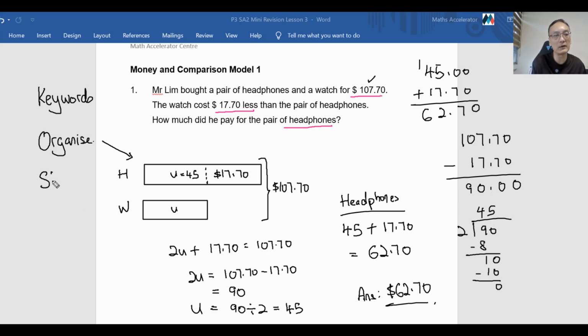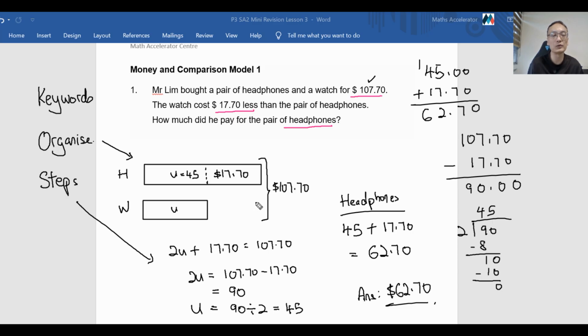And lastly, we carry out the steps based on the model that will help us to reach the answers, right? So these are the various steps that we have taken to help us reach the answers. So we use the model approach to solve this question because I think this is easier for students to understand, and also to practice as well, right? I'm sure you're familiar with model. So we started off with drawing the longer bar for the headphones and the shorter bar for the watch. So we indicate the difference and the total.